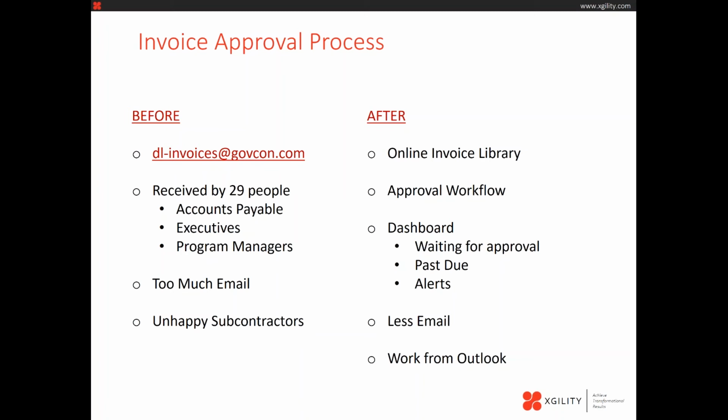This particular distribution list was received by 29 people, and that includes the accounts payable folks, the executives, and the program managers. And the result was really too much email. I don't think anybody enjoys the amount of email that they get. And also unhappy subcontractors, so much so that some of their subcontractors were threatening to go to the contracting officers and state that they weren't being paid, and some of them even threatened to stop work.